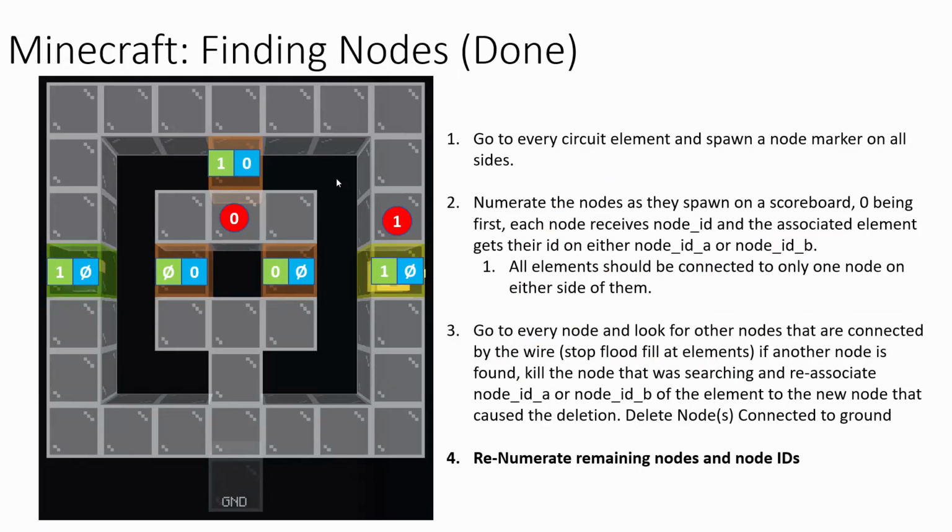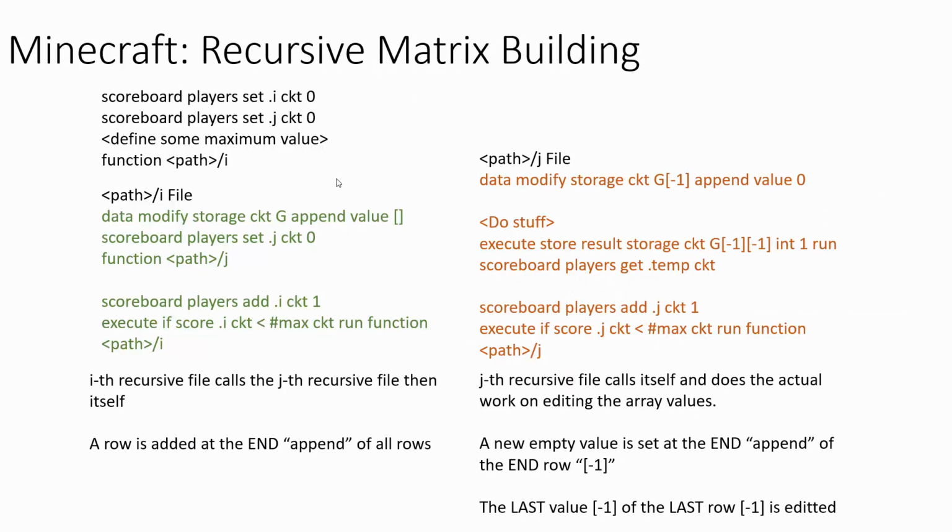Now we basically have to build the G, B, C, and D matrix. So how do we do that? We have recursive matrix building. So let's break into this. This is another form of recursion. It's not physical. It's just scoreboard recursion essentially. So what we do is we have some I and J score, and we basically append a value in. This is basically an I loop. You can think of this as double for loops. So here's your I and here's your J. So in the I loop, we're going to append a row.